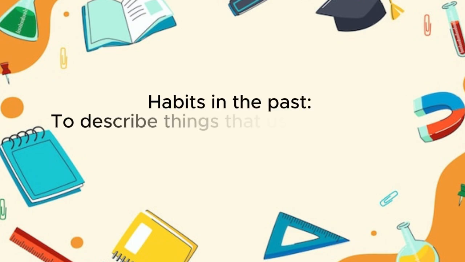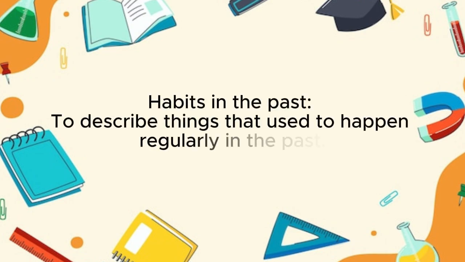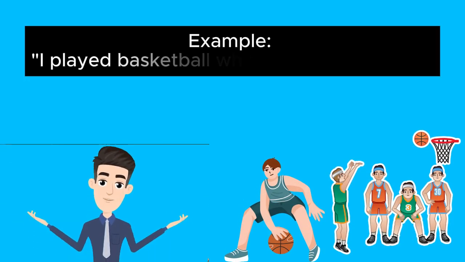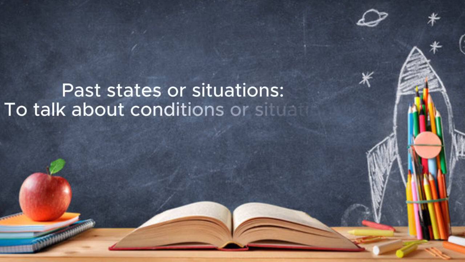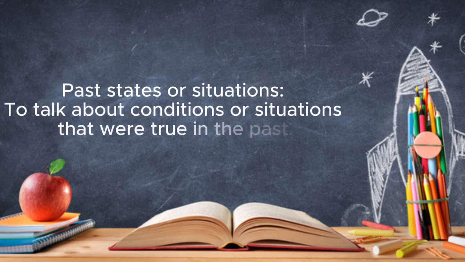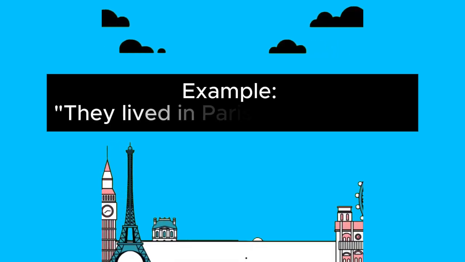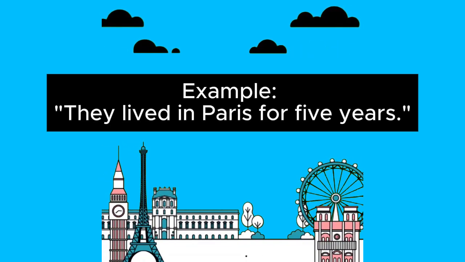Habits in the past. To describe things that used to happen regularly in the past. Example: I played basketball when I was a teenager. Past states or situations. To talk about conditions or situations that were true in the past. Example: they lived in Paris for 5 years.